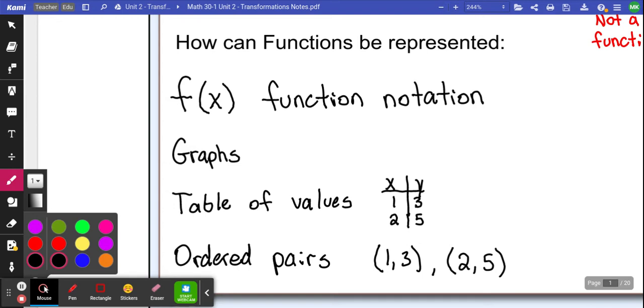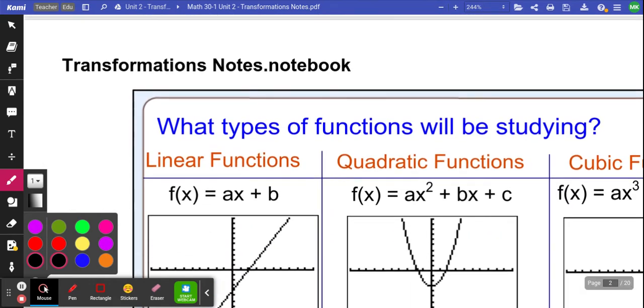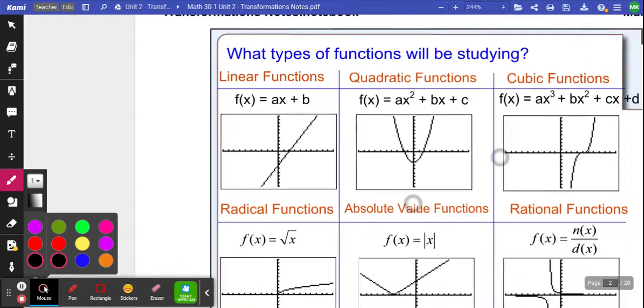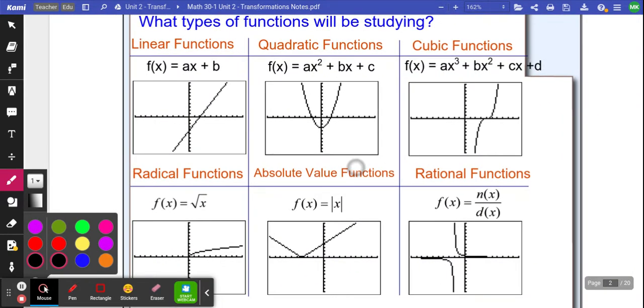Cool. What we're going to do in this unit is take functions and move them around, so we're going to change them. It's called transformations when you look at it graphically. You're physically moving things, which is why we call it transformations. But we can also do transformations on function notation, on tables of values, on ordered pairs. So you can do it in more than just a graphical way. Graphs are just the best way to do it. Types of functions. You've seen all kinds of types of functions.